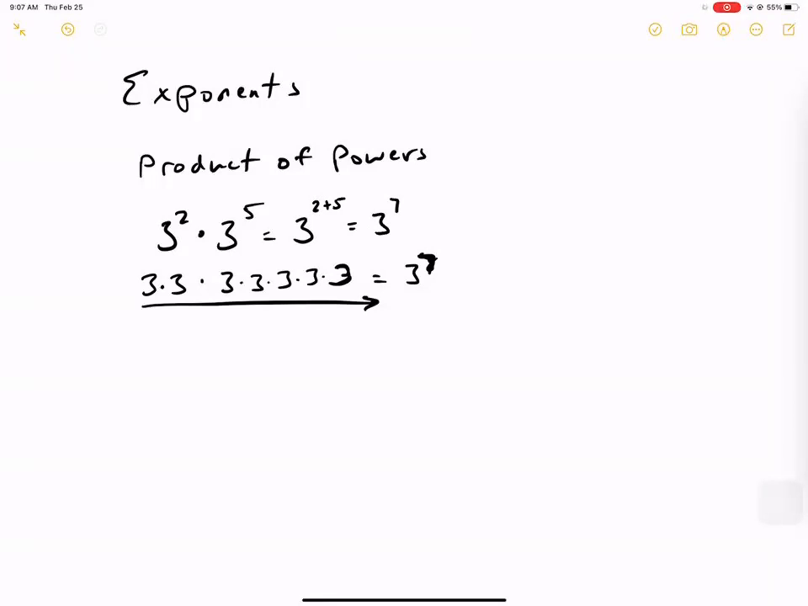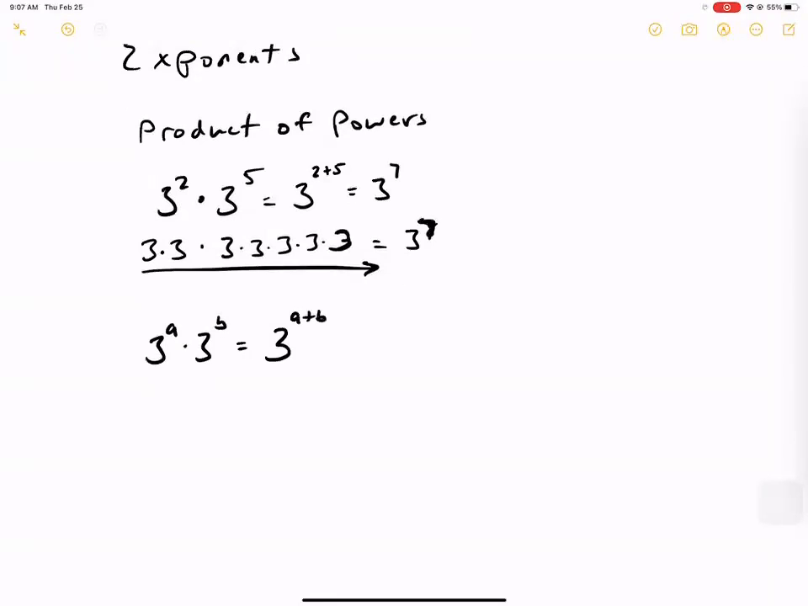We can generalize this, meaning I could just use variables instead. If I say 3 to the a power times 3 to the b power, it's always going to be 3 to the a plus b. Whenever we're multiplying powers together, we just add the exponents up, because I'm just adding another crew of multiplying numbers. Remember, exponents are just a fast way of writing multiplication. I don't have to write 3 times 3 times 3 1,000 times. I can just write it as an exponent.